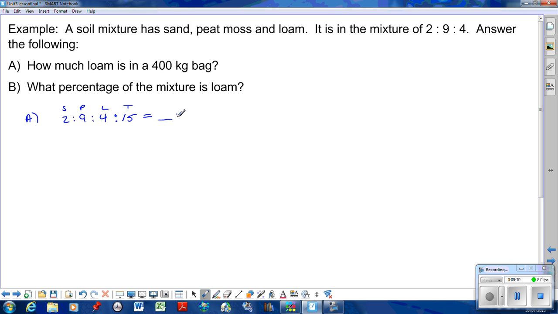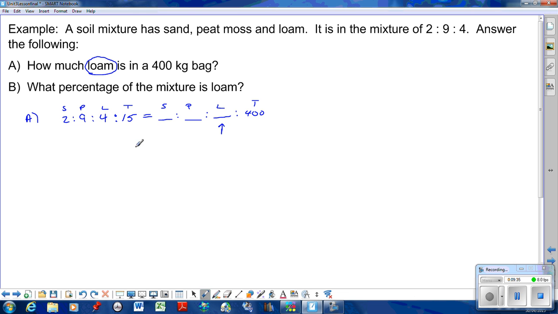So I'll have an unknown, because now I have a 4-term ratio, but I know the total amount is going to add up to 400. And I have sand, peat, and loam. Now I just want to know how much loam for A part. So I'm really just looking for this value right here.